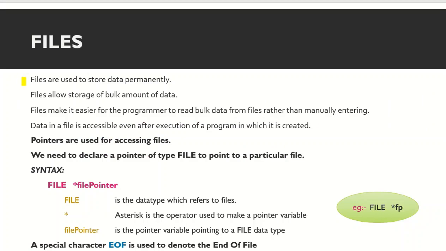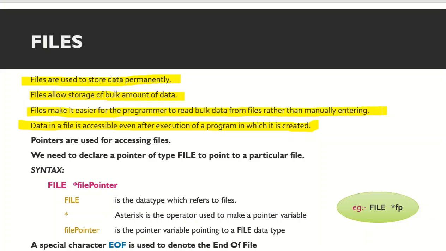Files are used for permanent storage of data. Data in a file is accessible even after the execution of the program in which it was created. Files also allow storage of bulk amounts of data. Files make it easier for the programmer to read bulk data from files rather than entering it manually. So if a program requires a large amount of data to be entered manually, we can replace that process by using a file. We can read the data from the file directly using file reading functions.